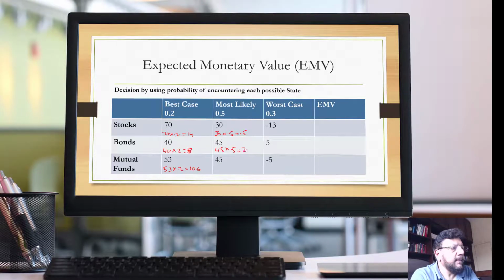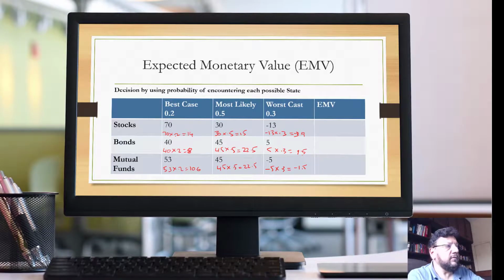0.5, that's 22.5, and then finally the worst case, so it's 13 into 0.3, that's minus 3.9, and then 5 into 0.3 would give us 1.5, minus 5 into 0.3, minus 1.5.